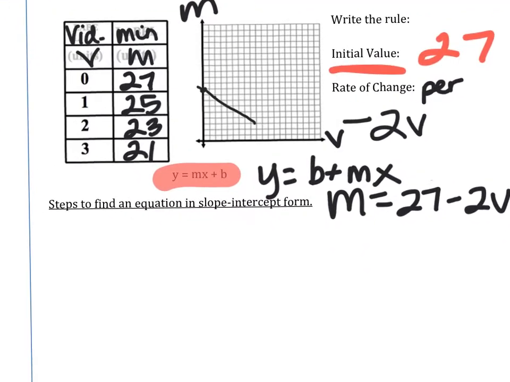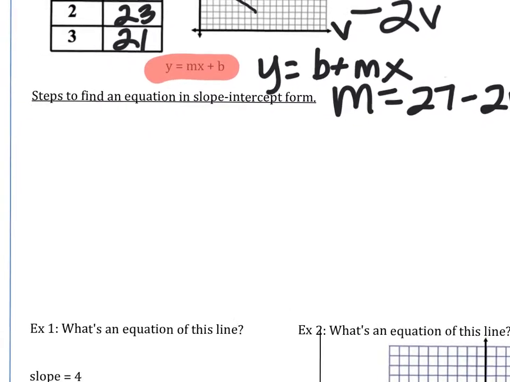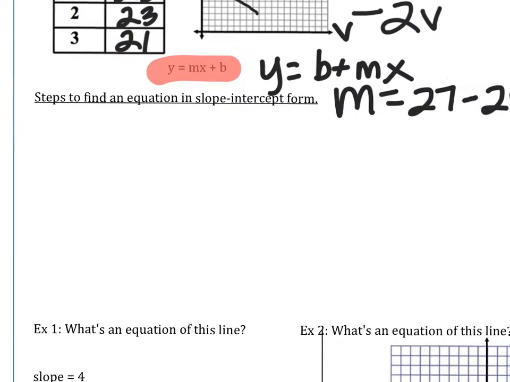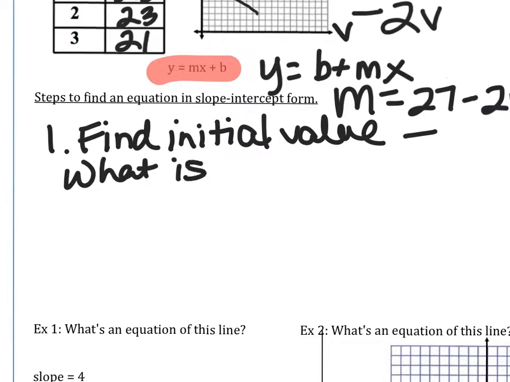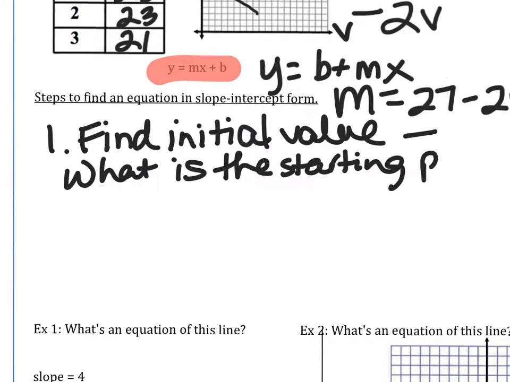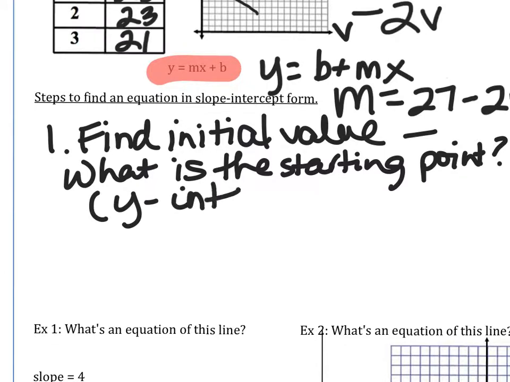Okay, so there's some really pretty easy steps to find an equation in slope-intercept form. And all we're going to do, there's really just 2 steps. So the first one is find your initial value. And all you have to really figure out is what is your starting point. Okay, we're also going to remember that this is actually the y-intercept.